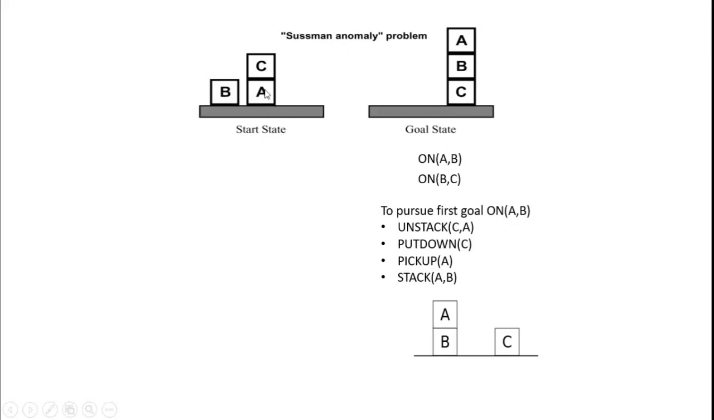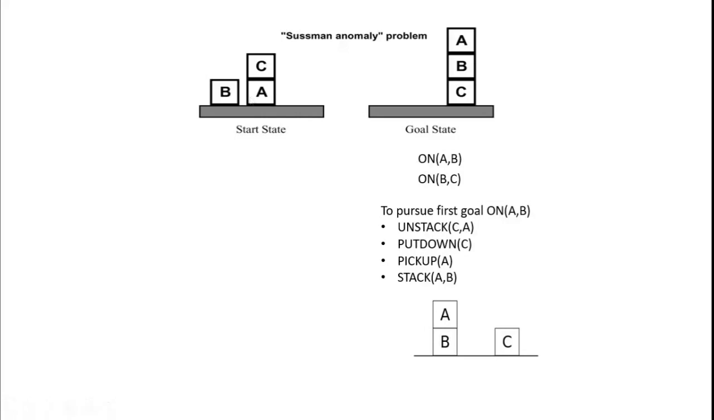If I want to bring A onto B, that is what the first subgoal is. What will I do? I have to take out C. That means I need to unstack C, A. That means C will go to the arm of the robotic arm. Okay, C is gone. Now I will put down C. So we will put C down on the table. Then we'll pick up A.